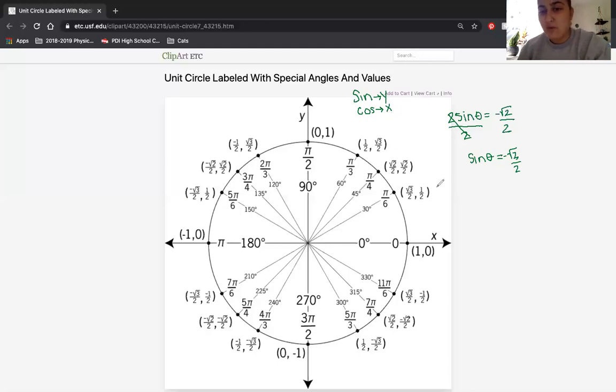So I am looking for when the y coordinate is equal to negative root 2 over 2. I'm going to go around the unit circle. I have a y coordinate here that's equal to root 2 over 2, but it's not negative, so no, that can't be it. I have a y coordinate over here that's root 2 over 2, but it's also not negative. So no. And then I go down here. Okay, I have one here that is negative root 2 over 2. Perfect. And then I have a second one here that's negative root 2 over 2.